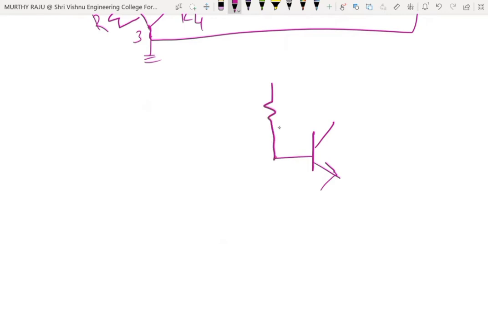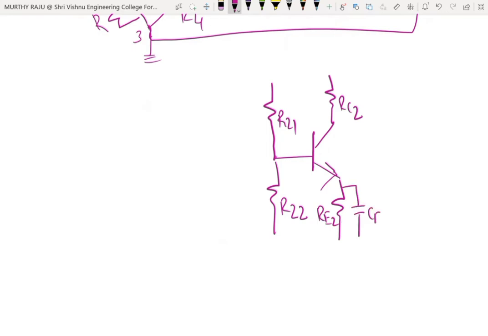Stage 2 biasing resistors are R21 and R22. The 2 means second stage. This one is RC2, this one is RE2, CE2. Stage 2 coupling capacitor: this is C2, B2, E2. Coupling capacitor is CC2.